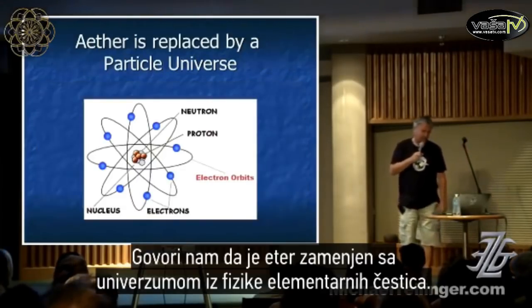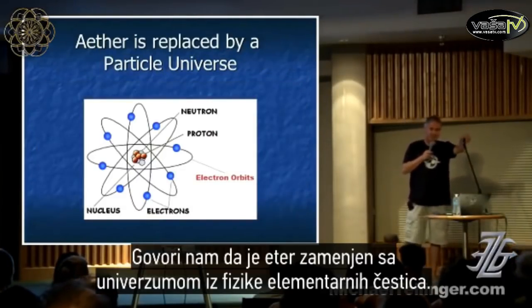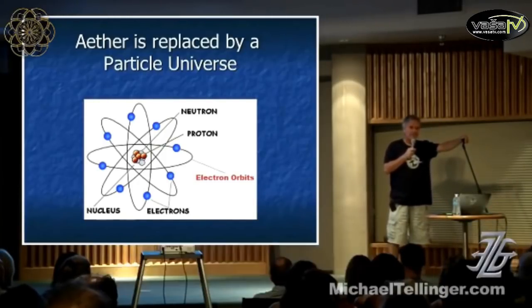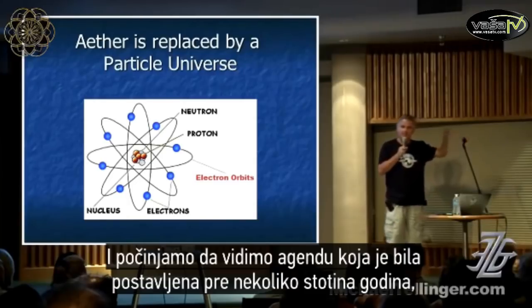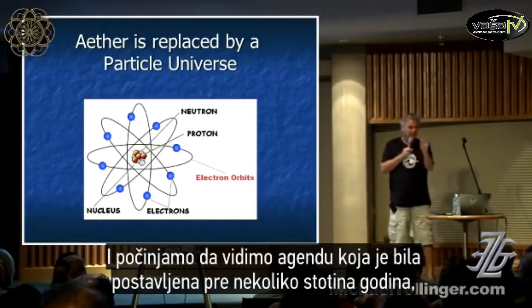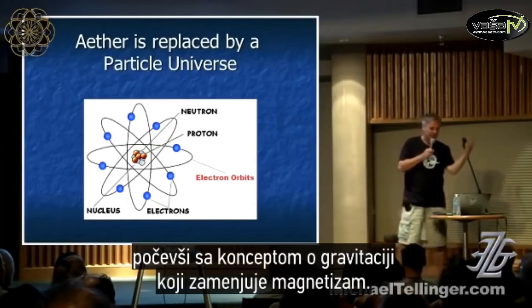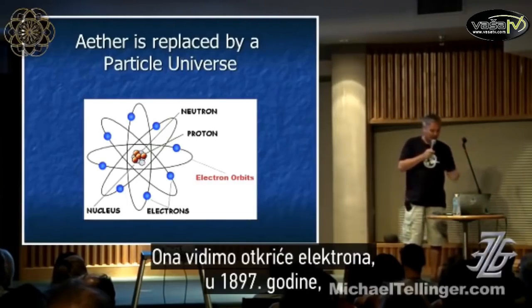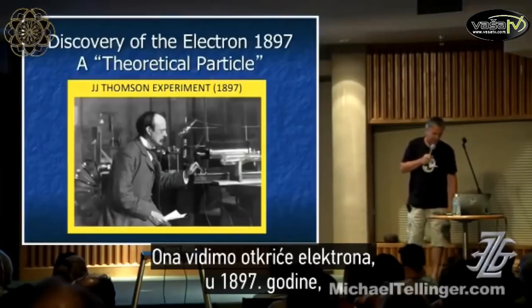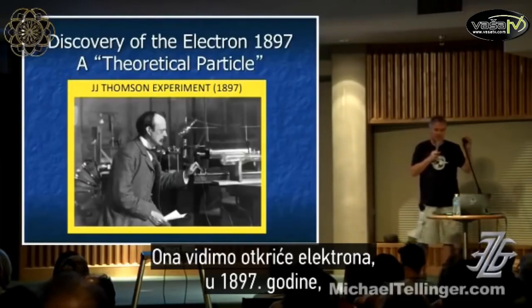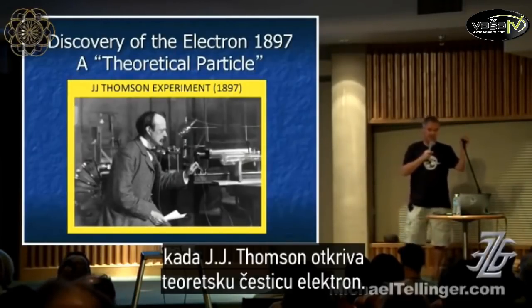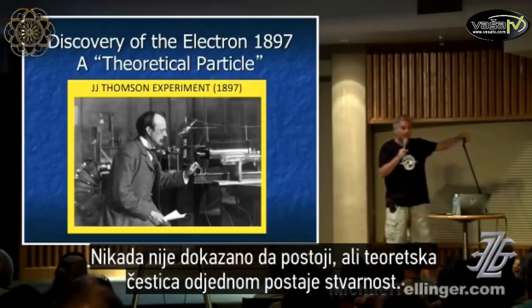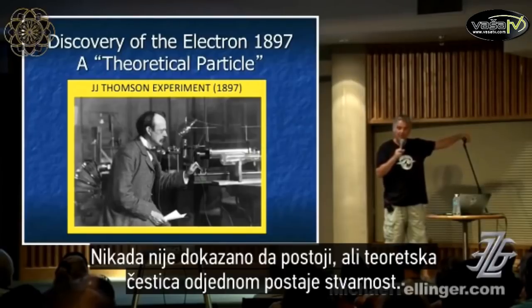What it does tell us is that the ether has been replaced by the particle physics universe. And we can start seeing the agenda that was put in place a few hundred years ago, starting with the concept of gravity that replaces magnetism. Then we see the discovery of the electron in 1897, where J.J. Thomson discovers the theoretical particle, the electron. Never proven to exist, but the theoretical particle suddenly becomes a reality.